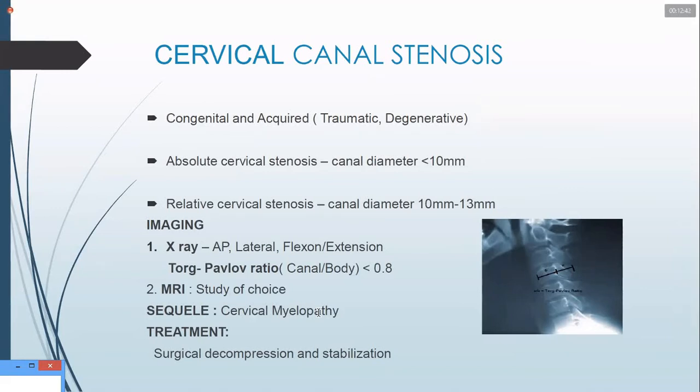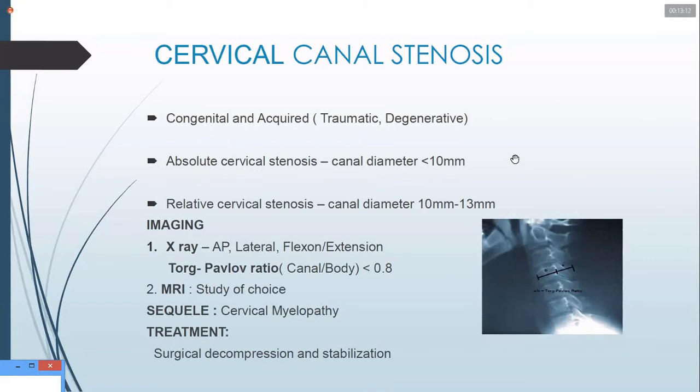When there is narrowing of the spinal canal at the cervical level, we call it cervical canal stenosis. It could be congenital, or it could be acquired, from trauma or a degenerative process. Absolute and relative cervical stenosis: absolute is less than 10 millimeter of canal diameter, and relative is 10 to 13. Above 13 is normal, 10 to 13 is relative.